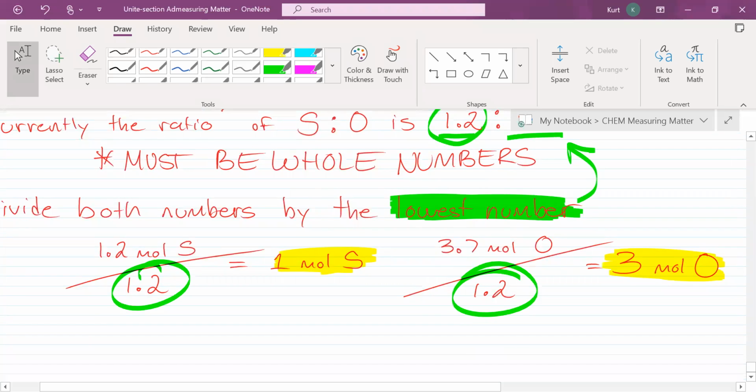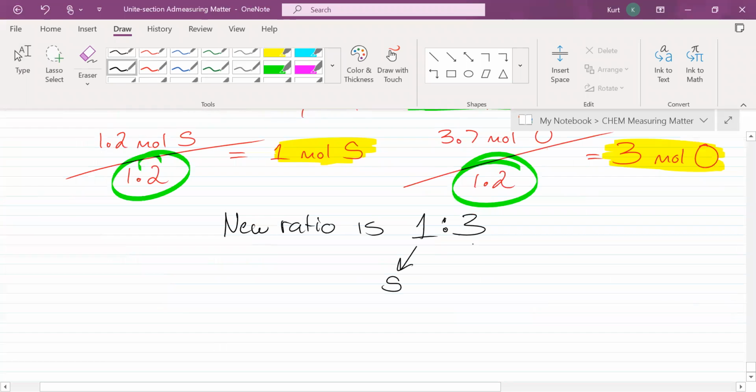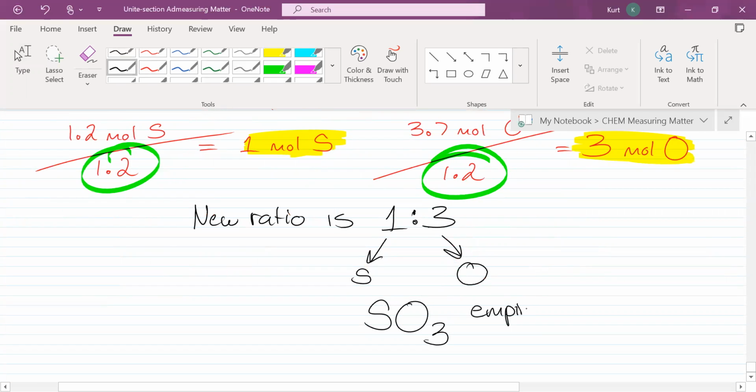And so now your new ratio is 1 to 3. The 1 represents the sulfur. The 3 represents the oxygen. You now have SO3. Can that be reduced? So this is known as your empirical formula. Yes, Kevin? So what was the purpose of doing this whole process? Because the purpose is that answer might have given you the molecular formula. In this particular example, it was as reduced as you can get.